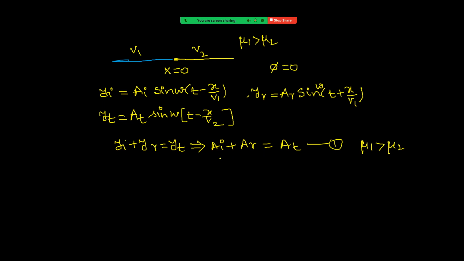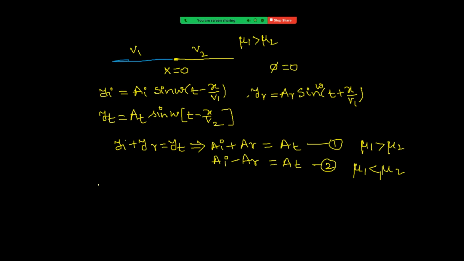Now, if you take the condition where it travels from rarer to denser medium, then see what happens. In y reflecting we have a phase, phi, added. That value is pi. When you take pi here, it becomes a minus sign. That means this equation becomes A incident minus A reflecting equal to A transmitting. This is when it travels from rarer to denser medium.